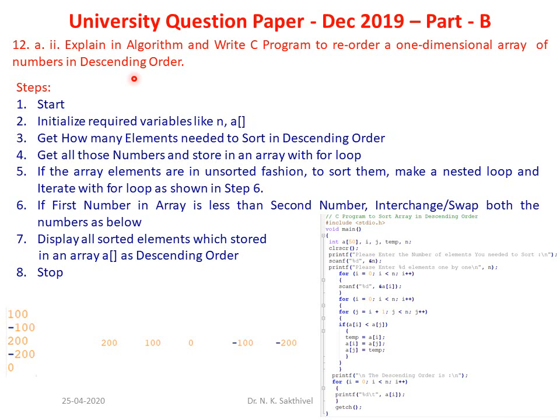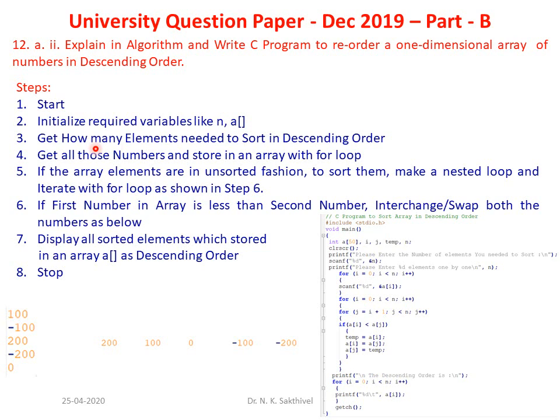Then after that, for sorting in descending order, we should get however many numbers you want to give. That's the reason this step is to initialize the required variables like n and the a1 array. n means how many data items you are going to enter to sort, and for storing the data, where will you store it? So here I would like to use an array, so one array declaration.